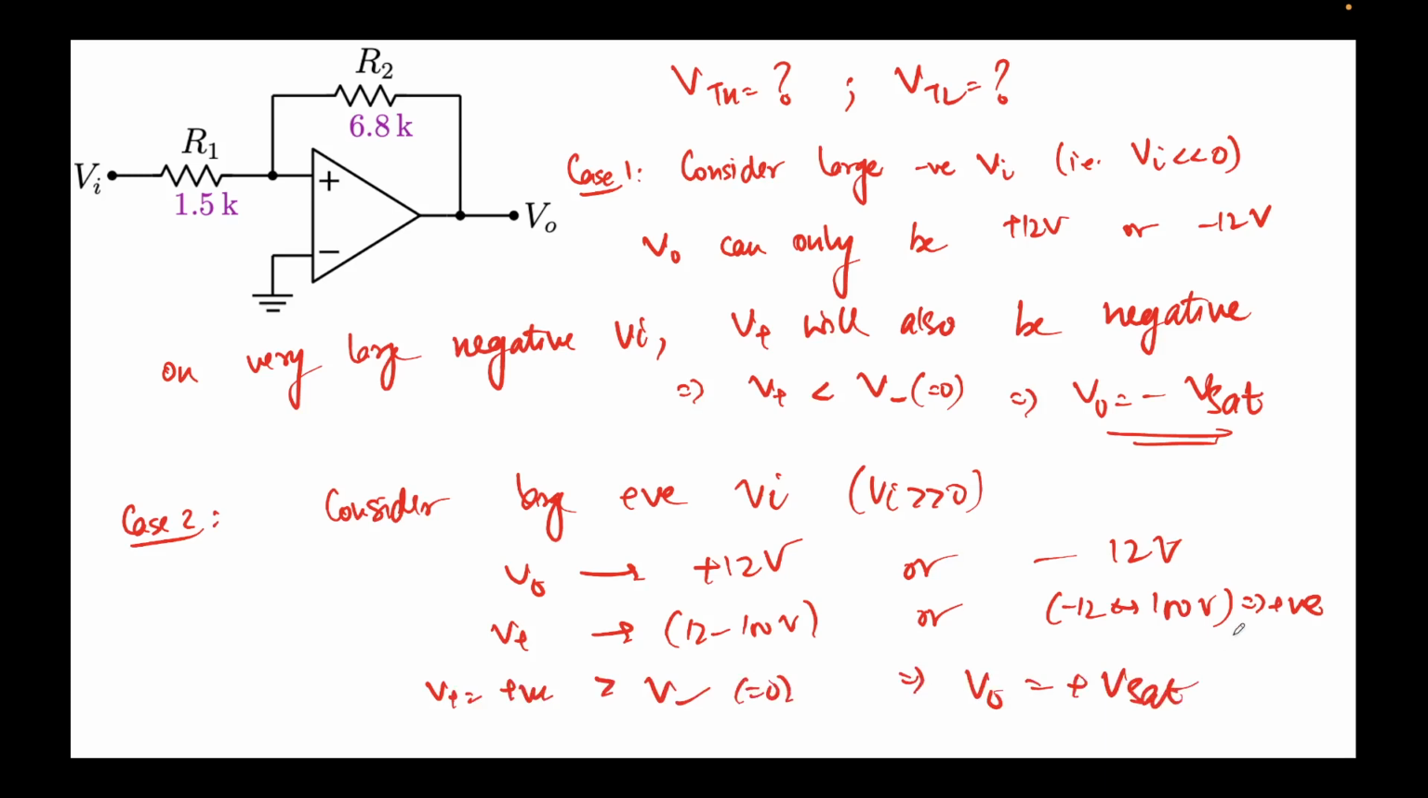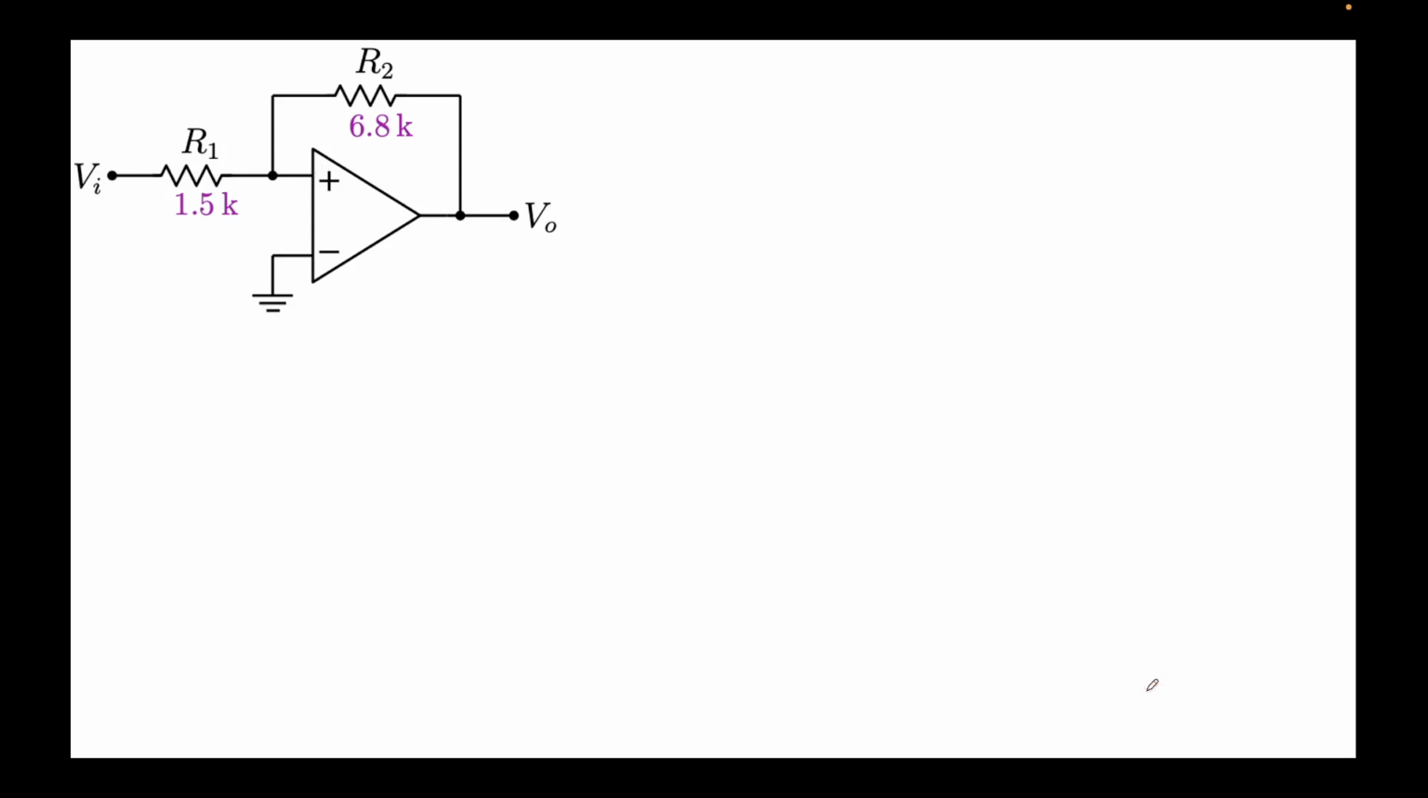So this is the qualitative analysis. We are not going too much into quantities. I'm just making very hand-wavy assumptions, because I'm assuming it to be very large, and I know due to the potential divider this value will also turn out to be positive, because this is a very large positive value, and thus V out will be plus V sat. Okay, so now we know this much information.